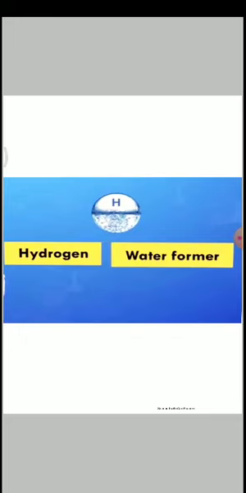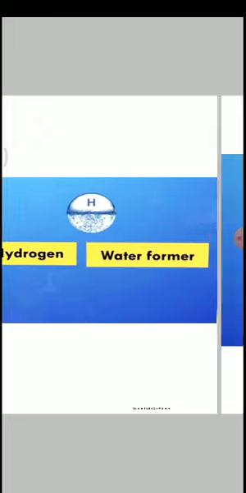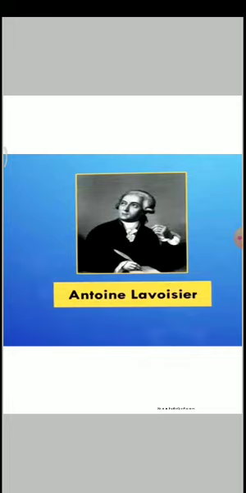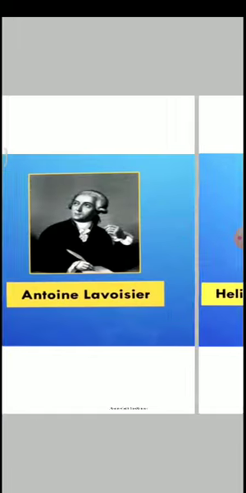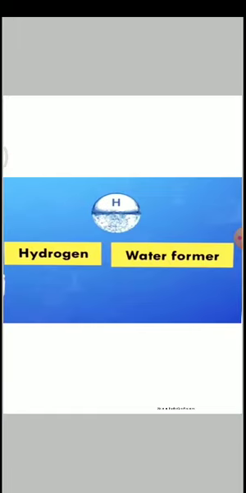Did you know that the Greek translation of hydrogen means water former? The reason is that the scientist Antoine Lavoisier, who discovered hydrogen, found that on burning with air, hydrogen forms water. Hence, hydrogen is called water former.